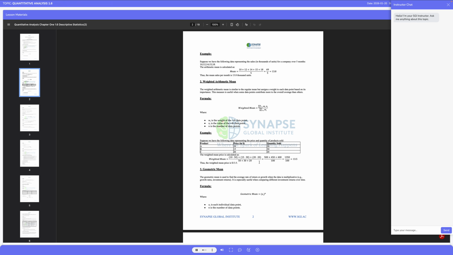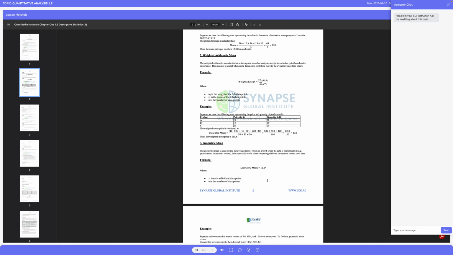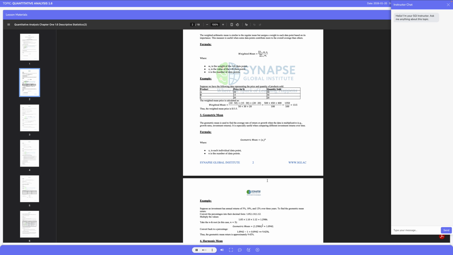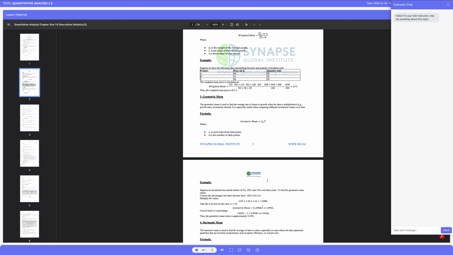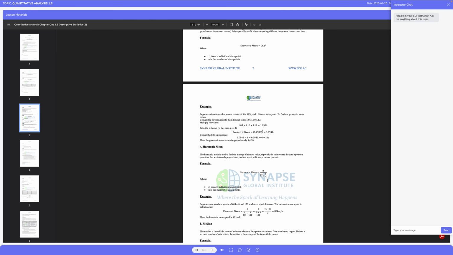The geometric mean is another important measure of central tendency, particularly when dealing with data that are multiplicative rather than additive. It is most commonly used when analyzing growth rates, ratios, and returns over time, such as investment performance. The geometric mean is calculated by multiplying all the data values together and then taking the nth root of the product, where n is the number of observations. This measure provides a more accurate average rate of change when values compound over time.